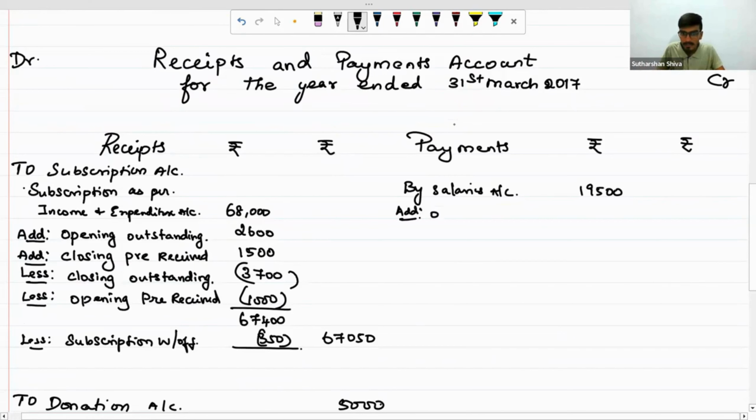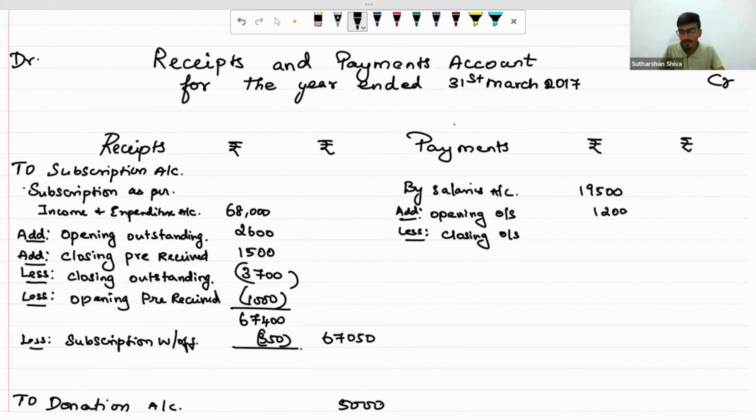Add opening outstanding. I will write O by S, but in your examination, you should write outstanding. That is 1200, less closing outstanding. My value will be 350. Finally, write down 19,500 plus 1200 minus 350, and you will end up with 20,350 as your value. Okay.